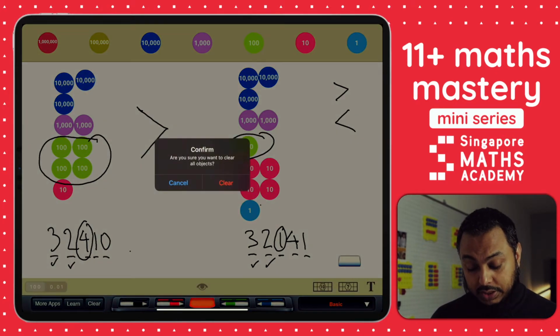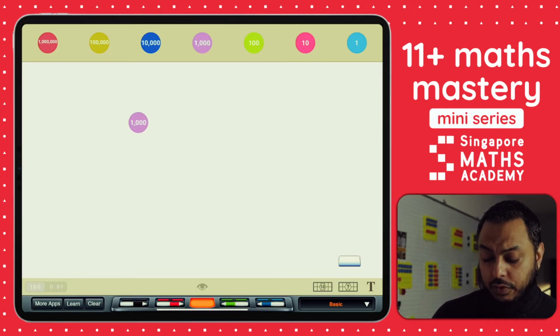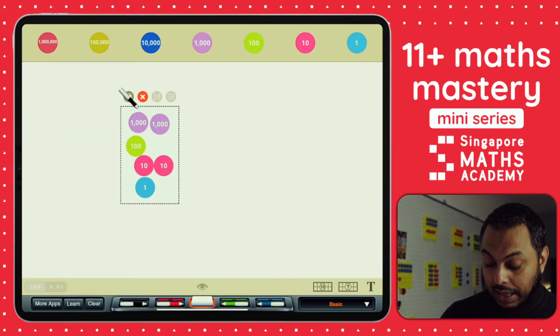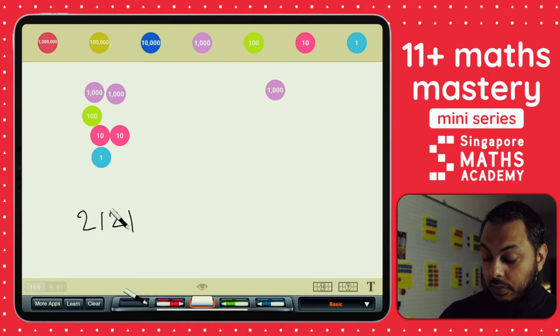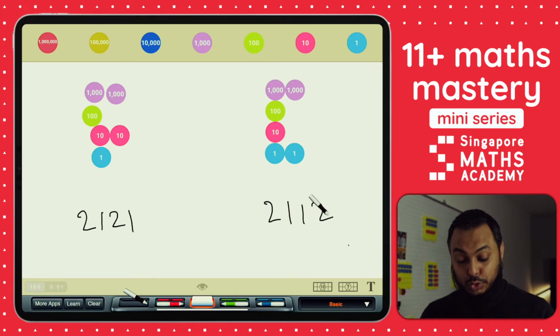So let me give you one more example and we can see how that works as well. Let's choose a smaller number. We've got 2,121 here. And let's write that down. 2,121. And we're going to have 2,112 here. 2,112. Oh, they look very similar. They've got 2, 1, 2, 1, 2, 1, 1, 2. They've got lots of 2s and 1s, right?